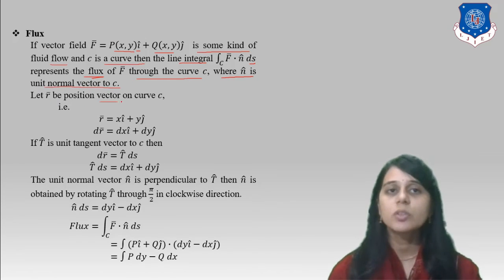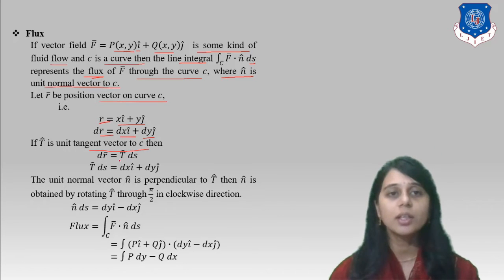R bar is the position vector on the curve C, so we take R bar equal to x i caret plus y j caret, dr bar equal to dx i plus dy j. T caret is the unit tangent vector to C, so dr bar equals t caret ds, and t caret ds is dx i plus dy j caret. The unit normal vector n caret is perpendicular to t caret, so n caret is obtained by rotating t caret through pi by 2 in the clockwise direction. So we get n caret ds equal to dy i minus dx j caret.